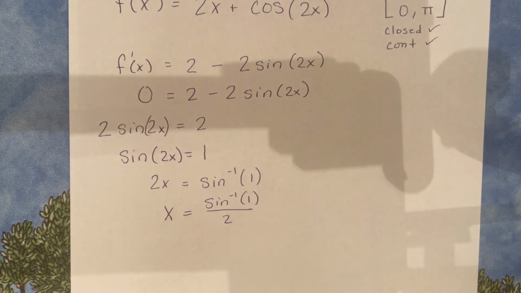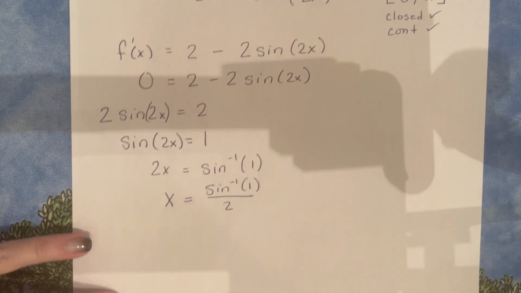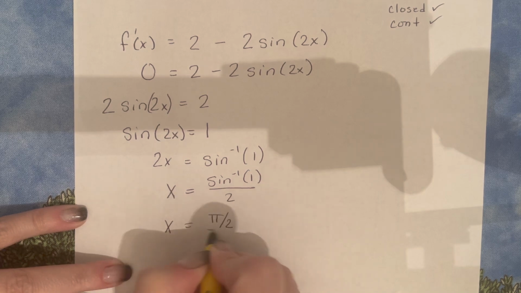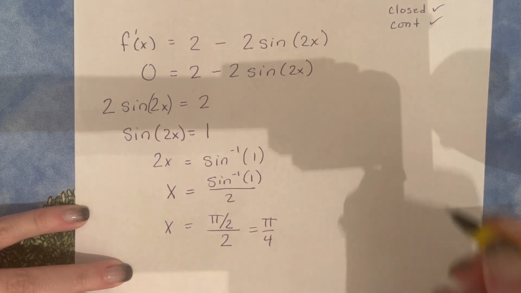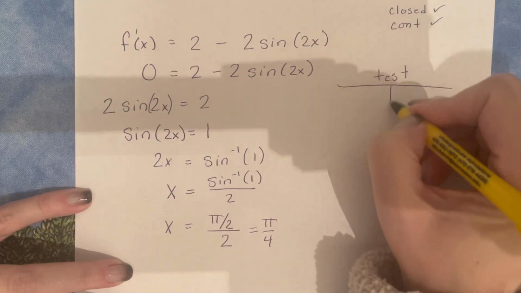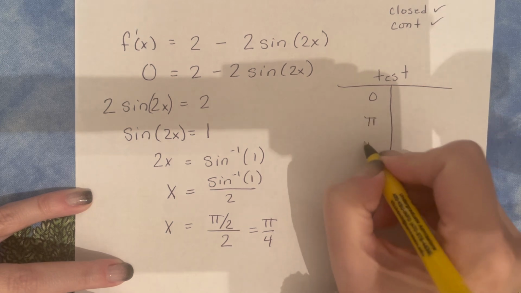Okay, so because this is a trig function, it's probably easier for you to use your unit circle. There's only one spot on my unit circle between 0 and pi where sine equals 1, and that's up at pi over 2. So I have pi over 2 divided by 2, divided by 2 again, that's going to give you pi over 4. So when you are doing your test over here on this side, the points you need to check are 0 and pi because they're endpoints, and pi over 4.